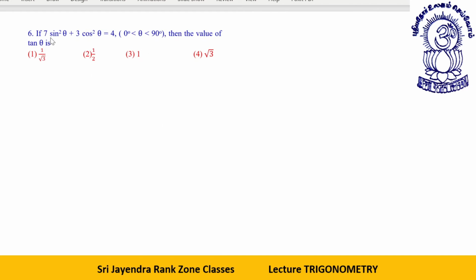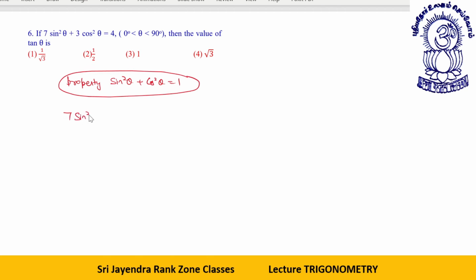We have 7 sine square theta. Yeah, we will be again using the property. I was supposed to teach you this in the next class, but some questions have been anyhow incorporated over here. Sine square theta plus cos square theta is equal to 1. This is the property we will be using. We have 7 sine square theta plus 3 cos square theta is equal to 4.